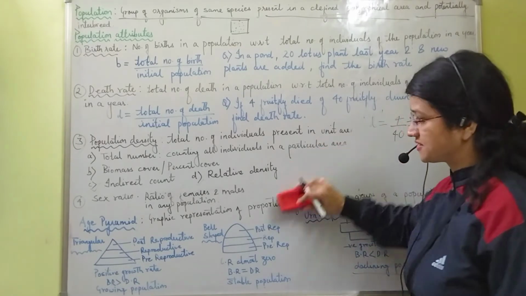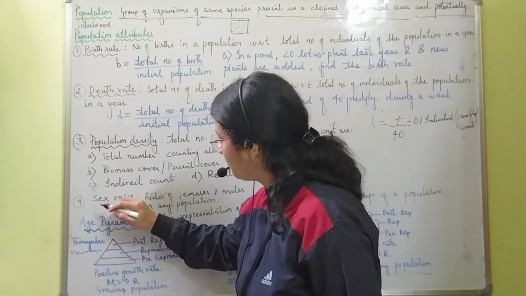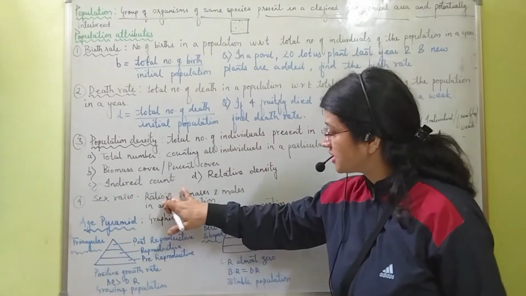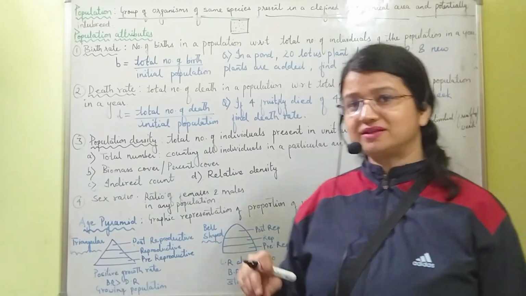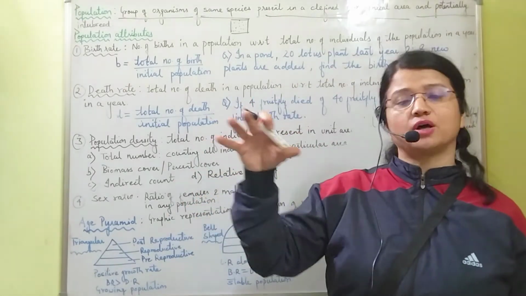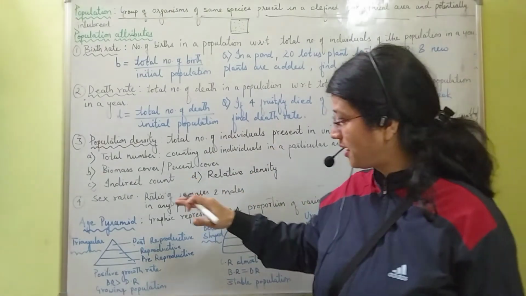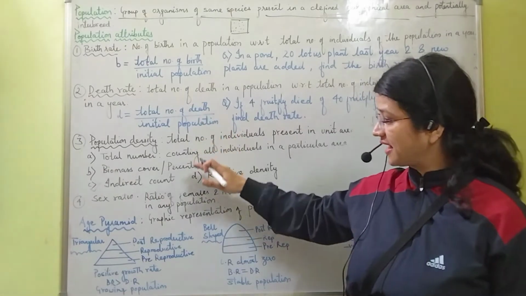Next is the sex ratio. Sex ratio is the next attribute of a population. It is the ratio of females and males in a population. So by this we can find out how many females are present per 1,000 males, and that is known as the sex ratio. Clear? So these are the different attributes.